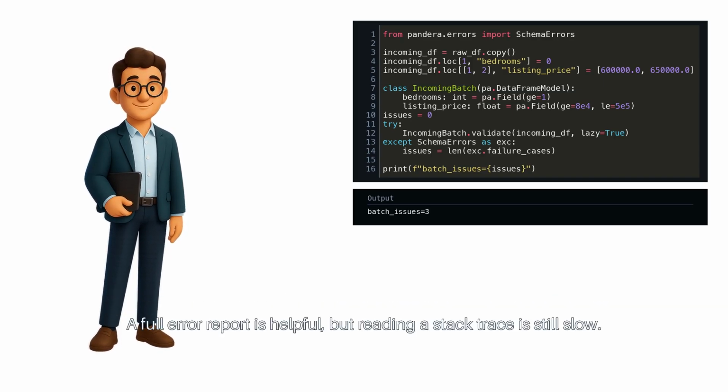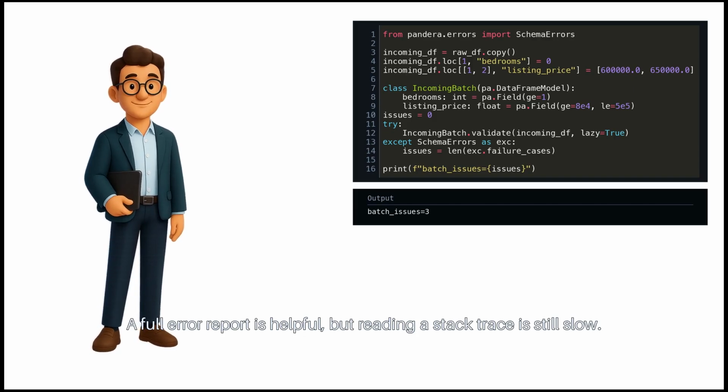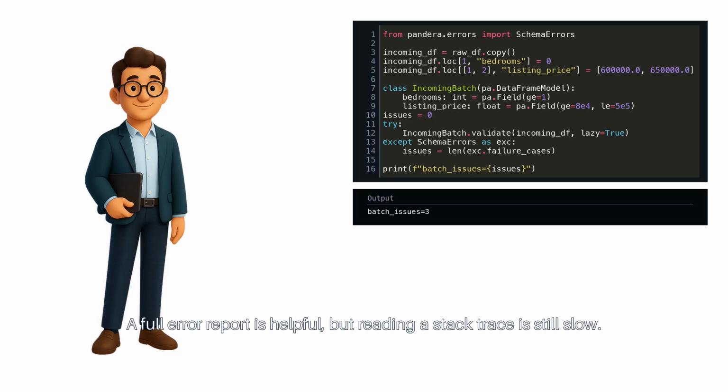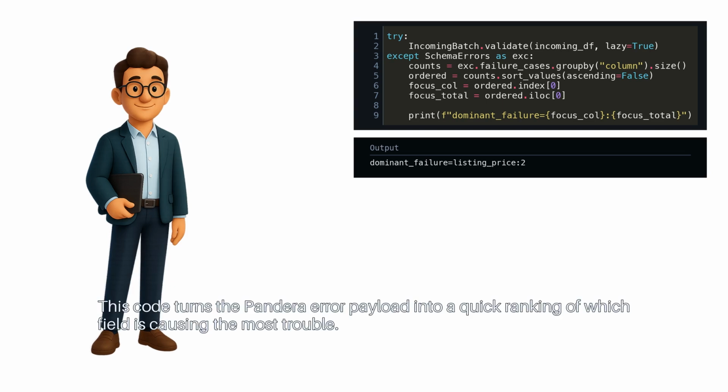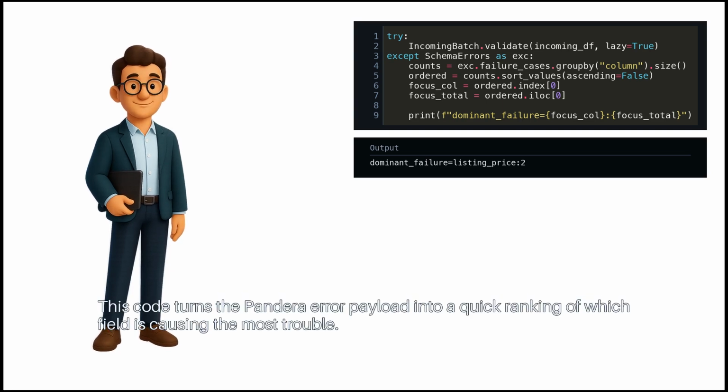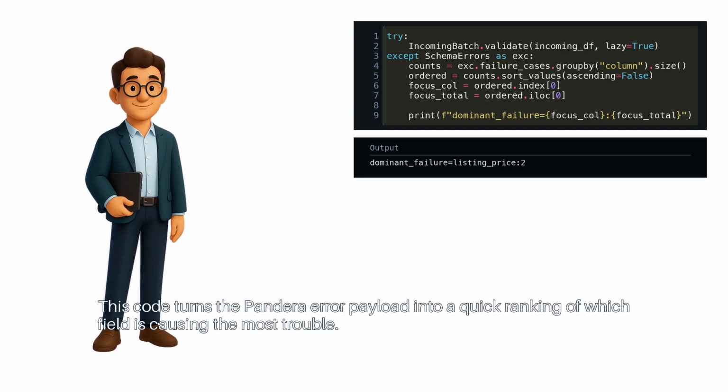A full error report is helpful, but reading a stack trace is still slow. We want a fast pointer to the worst column. This code turns the Pandera error payload into a quick ranking of which field is causing the most trouble.